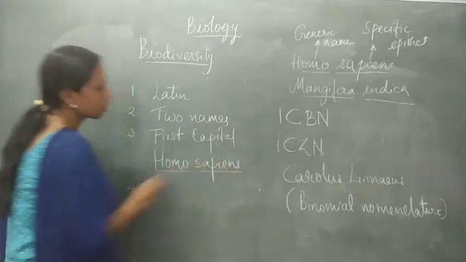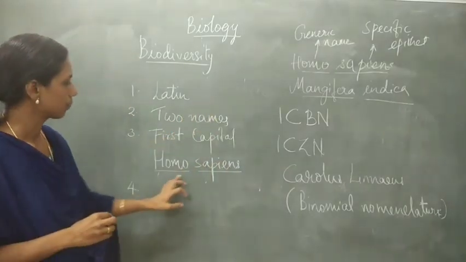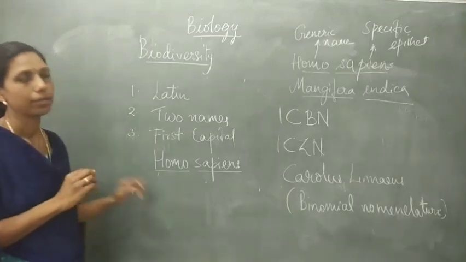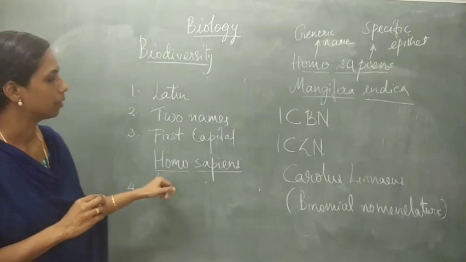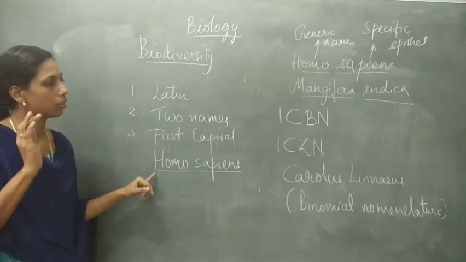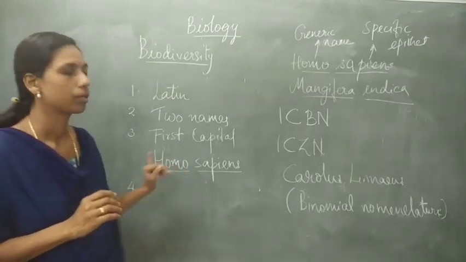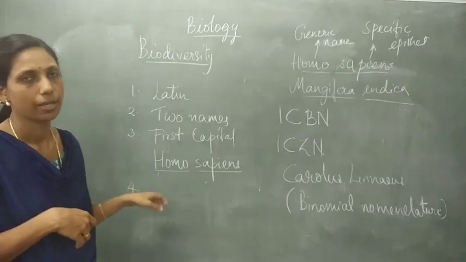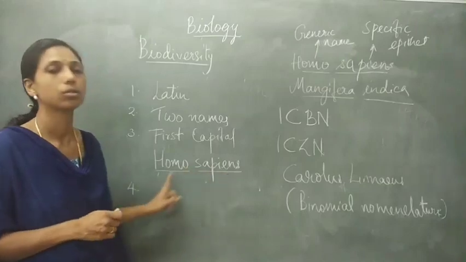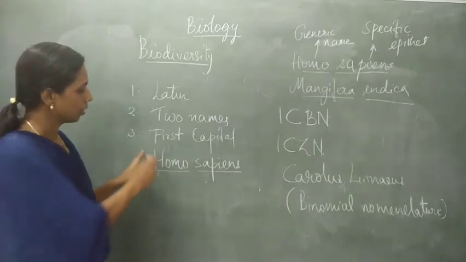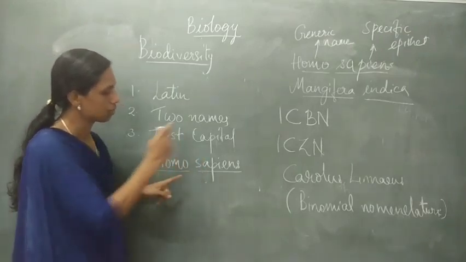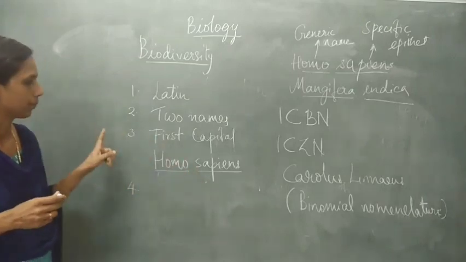Then you can see I am underlining all this. When it is handwritten, it will be underlined separately. When it is printed, it will be printed in italics. You can observe any of the books: if the scientific names are written, they will be in italics. And if we are writing by hand, each name should be underlined separately. The first letter of the genus name should be a capital letter, and the first letter of the species name begins with a small letter.